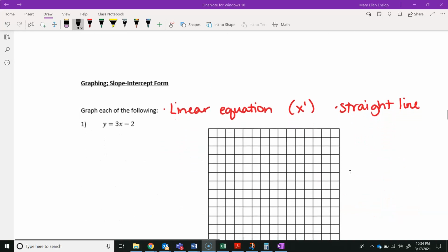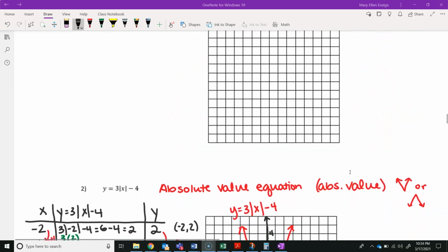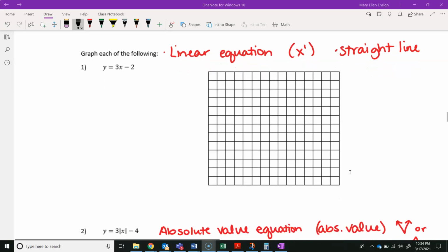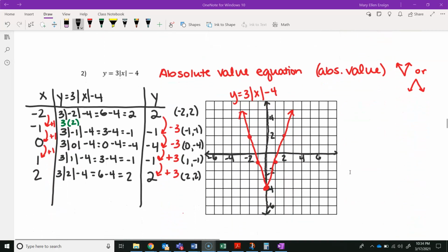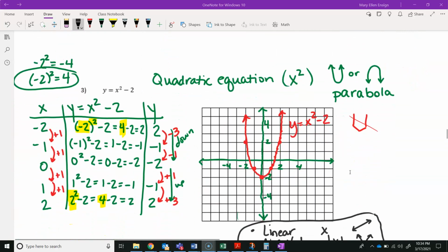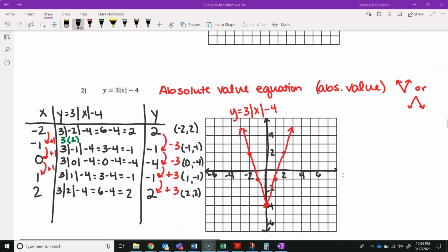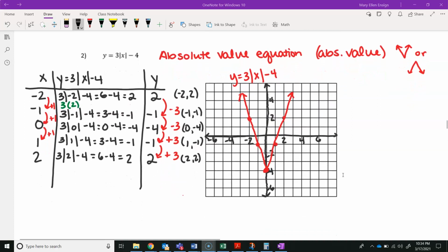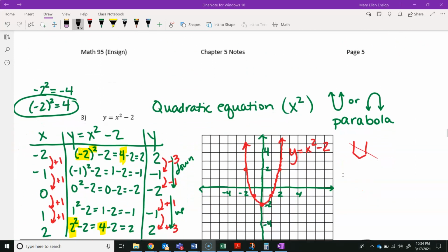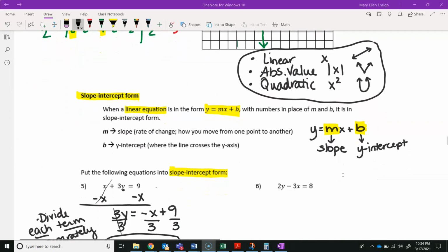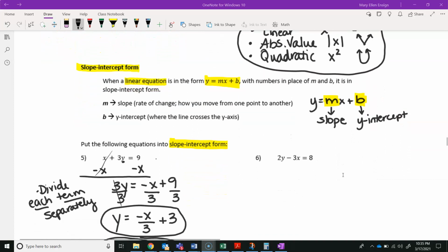Then we moved on to more graphing in class. We didn't do this one just because that is actually the same example as the first one. So one of the classes did it, the other one didn't. Then we did an absolute value equation, and then we did a quadratic equation, right? So you need to know the difference between those, need to be able to identify them from looking at the equation. So a linear equation just has x to the first power. An absolute value equation has an absolute value. A quadratic equation has an x squared in it. Okay. Then we talked about slope-intercept form quite a bit and what that means.